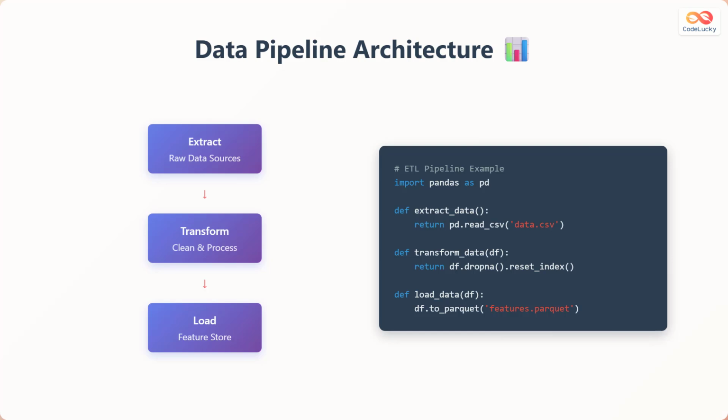Here's an example of an extract, transform, load pipeline using pandas. We start by importing pandas. The extract data function reads data from a CSV file. The transform data function cleans the data by removing rows with missing values and resetting the index. The load data function saves the transformed data into a Parquet file.